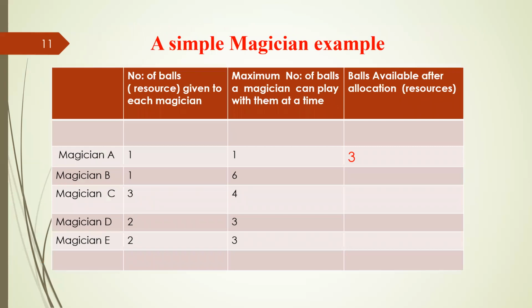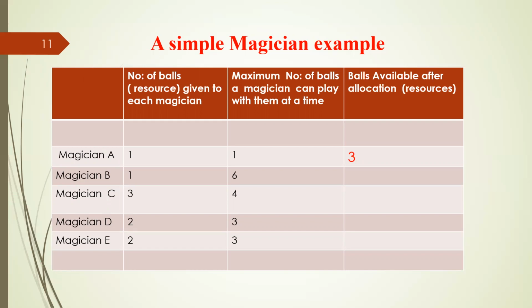Before going to Banker's algorithm, I will give you one magician example so that it will be easy for you to understand Banker's algorithm. Assume there are 5 magicians: A, B, C, D, and E. Look at the second column, the number of balls given to each magician. The third column is the maximum number of balls a magician can play with at a time. And the last column is the balls available after allocation.